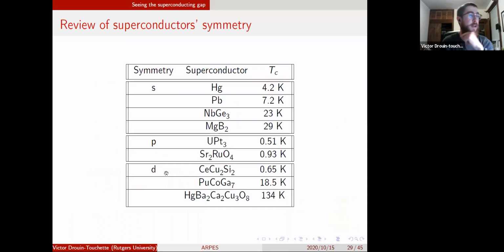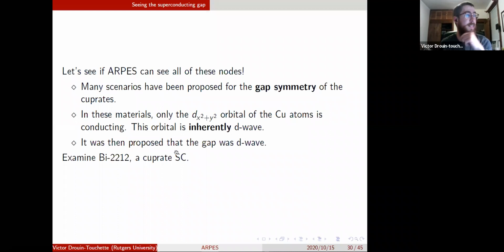The reason for that is because copper has mainly one orbital at the Fermi level. It only has one orbital that is playing the main job, and that orbital is the dx squared minus y squared, which is inherently a d-wave orbital. The nature of the symmetry in the system for that particular band and orbital is d-wave. So the thought was, okay, it's inherently d-wave, so it's going to carry over to the gap. The gap is also going to have that d-wave structure.